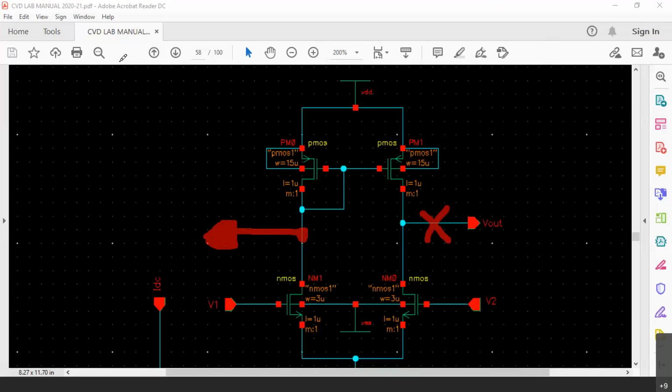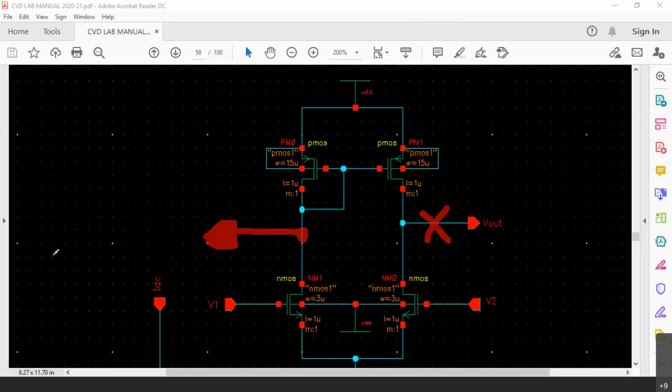Can anybody tell me? Instead of taking output at the right side branch, if we take output at the left side branch, in what way will it change? Yeah, Kuldeep says the answer, V2 becomes non-inverting, right? At that time, V2 is going to become a non-inverting input, V1 is going to become an inverting input.